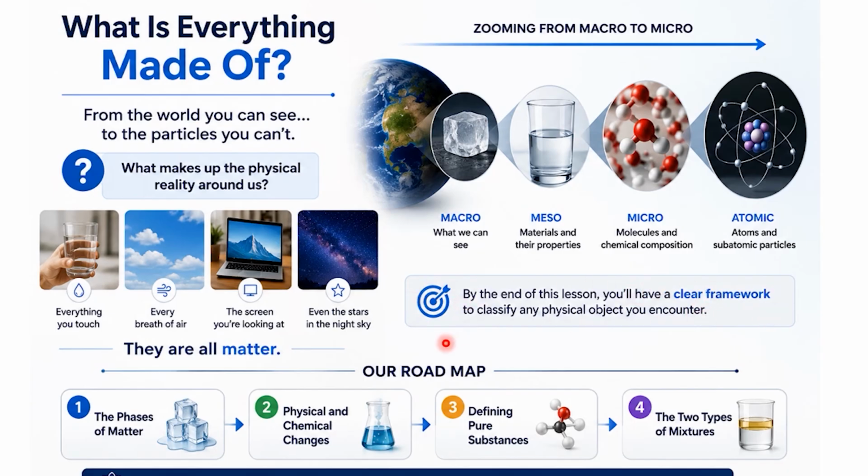Let's begin. So here is our roadmap for today. 1. The phases of matter. 2. Physical and chemical changes. 3. Defining pure substances. And 4. The 2 types of mixtures. This structure is going to take us logically from observable states right down to atomic composition.